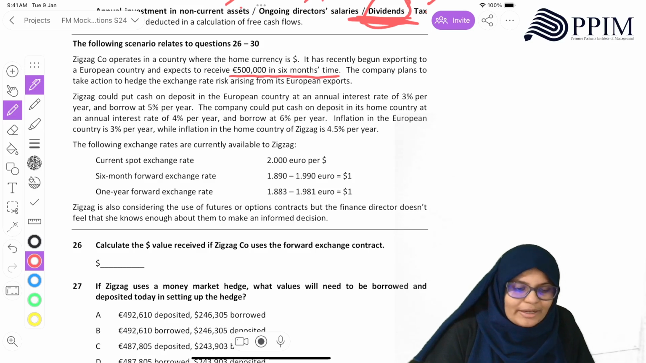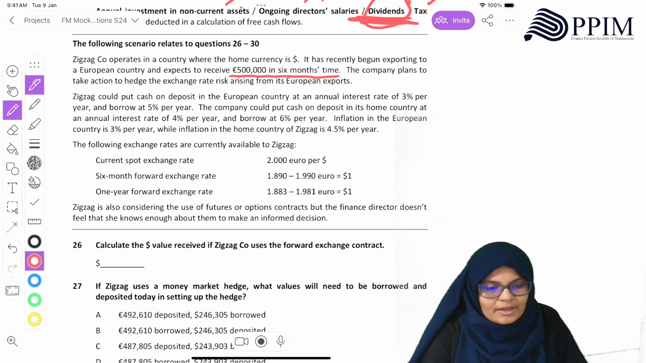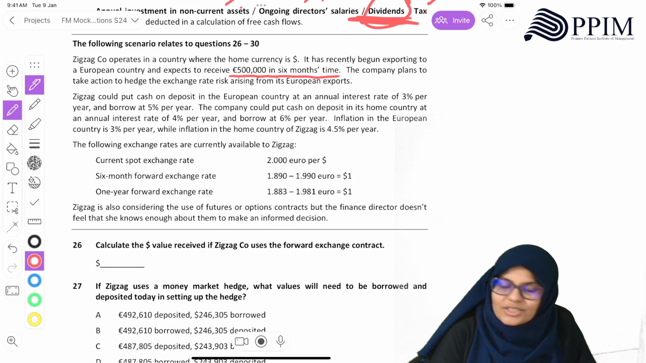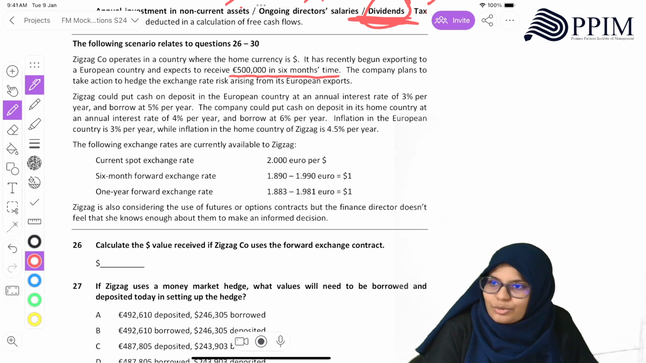So if you are going to do any dealings in euros, the interest rate for deposits will be 3% and borrowings will be 5%. The company could put cash on deposit in its home currency at an annual interest rate of 4% per year and borrow at 6% per year. Okay, so the deposit and borrowing rates for both the euros as well as dollars is given to you. So clearly something to do with a money market hedge might come up.